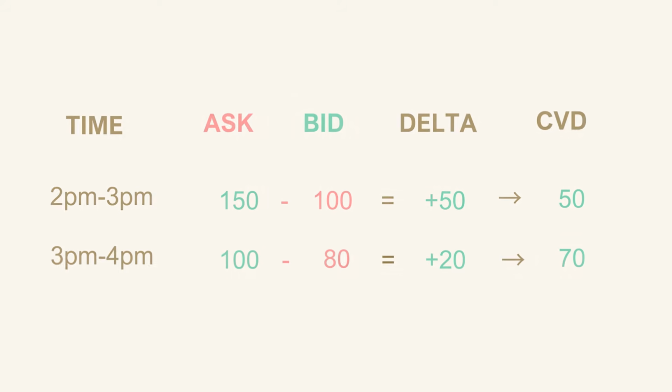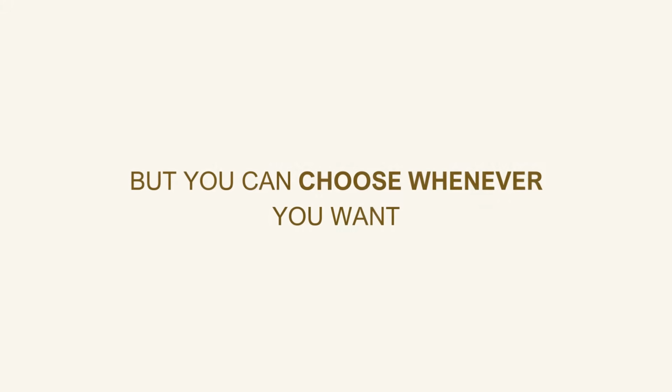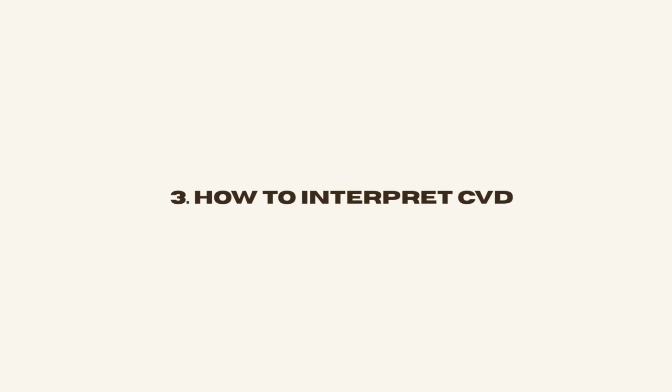In most futures markets, CVD typically resets to 0 at the start of each new trading day, which begins at 6 p.m. New York time. This is the most common and practical convention, although you can choose a different time and frequency if you wish. With both market participation and the mechanics of CVD now defined, the next step is understanding how to interpret cumulative volume delta in real market conditions.